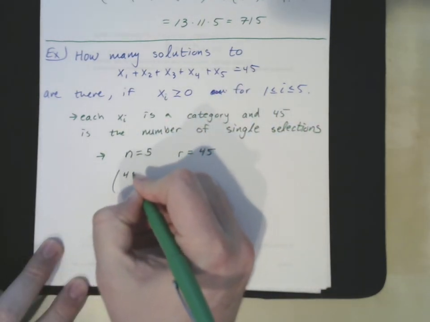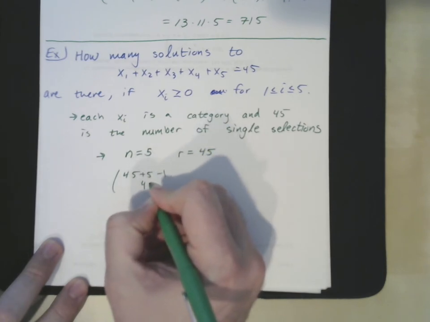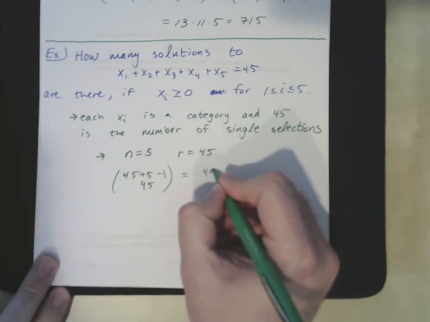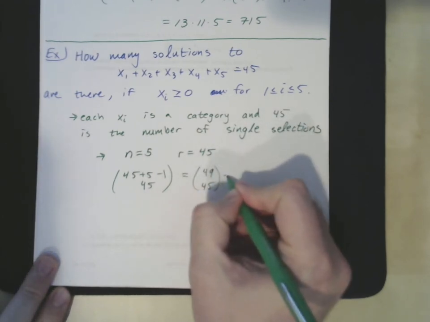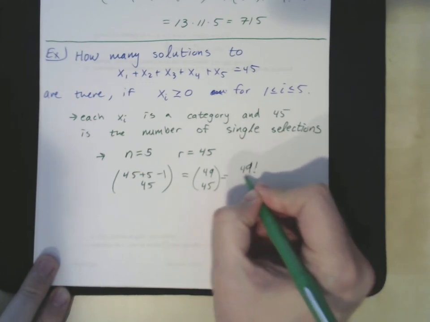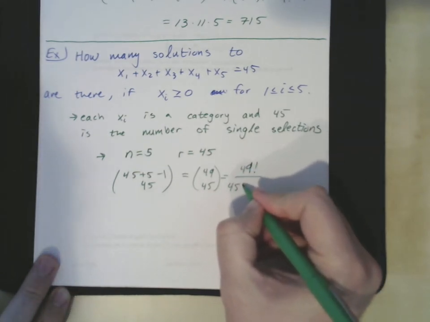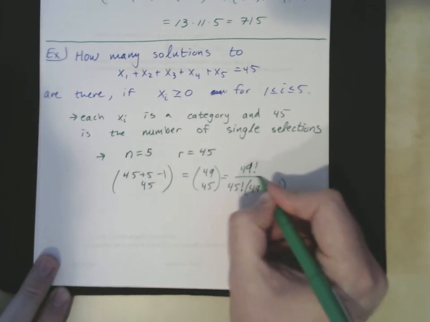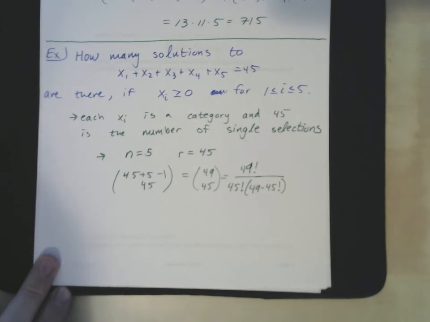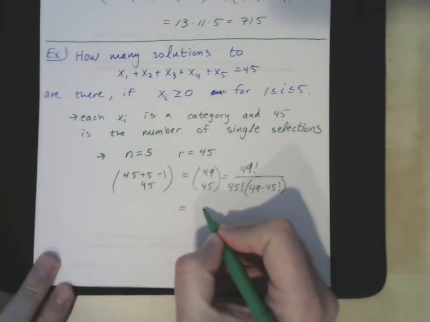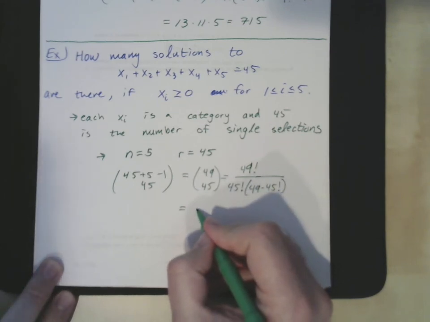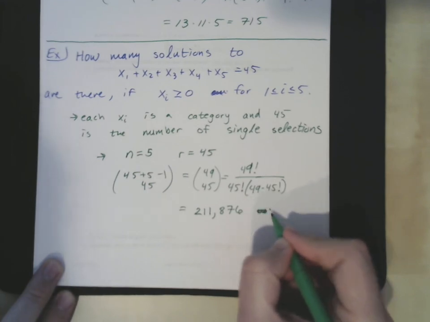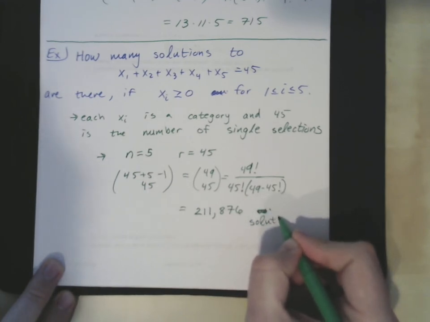And so our theorem then says there are 45 plus 5 minus 1 choose 45, which is 49 choose 45. That is 49 factorial over 45 factorial times 49 minus 45 factorial. And so this comes out to be 211,876 different ways. Or in other words, there are this many solutions.